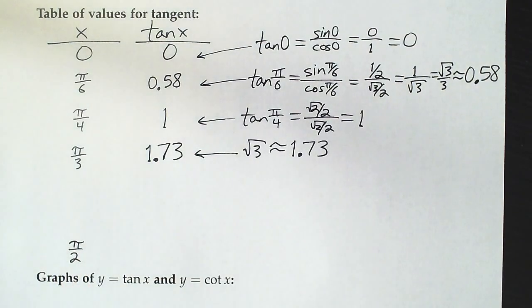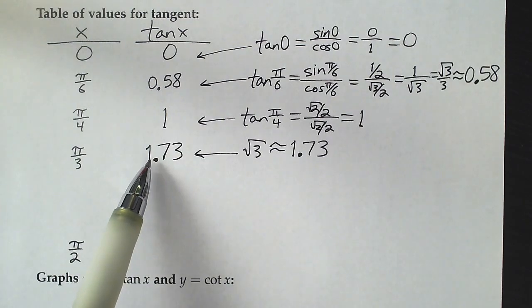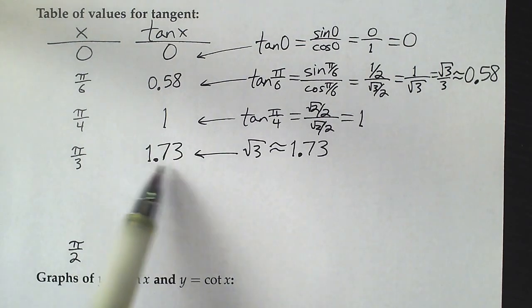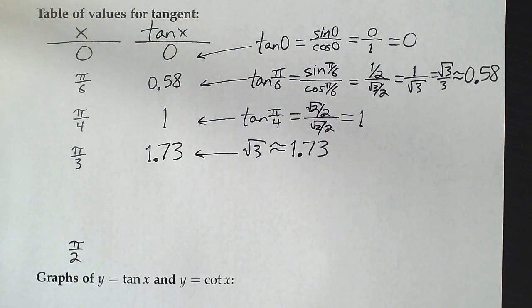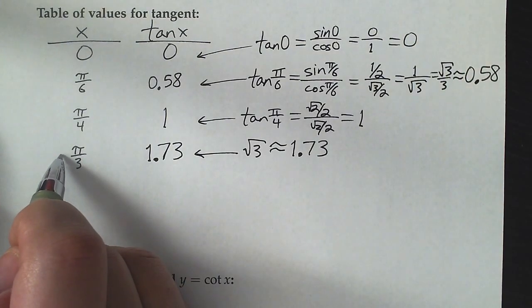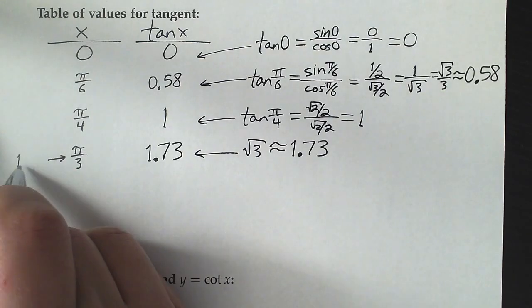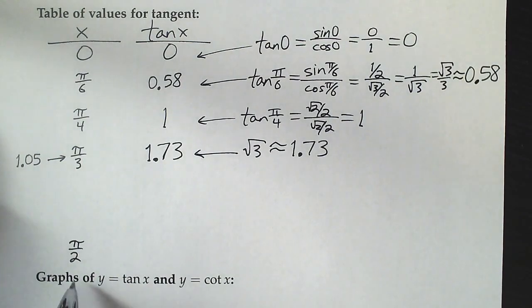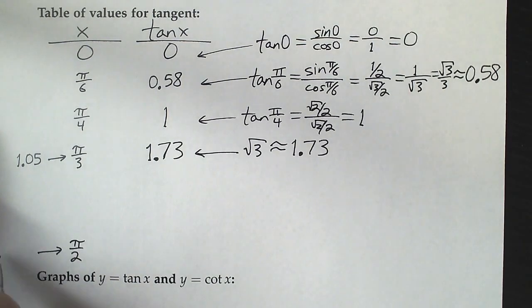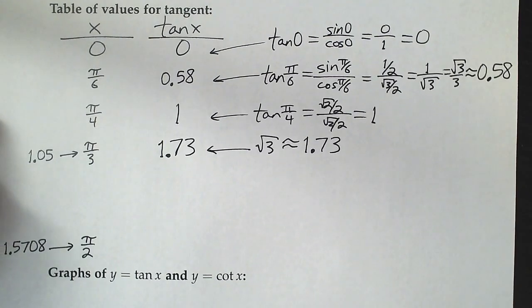Now, already this makes it seem like the graph is pretty different from sine and cosine, because with sine and cosine, the largest value we ever got was 1, but for tangent, it can go larger than that. By the way, I also found this as a decimal is roughly 1.05. This as a decimal is roughly 1.5708, in case we need that.